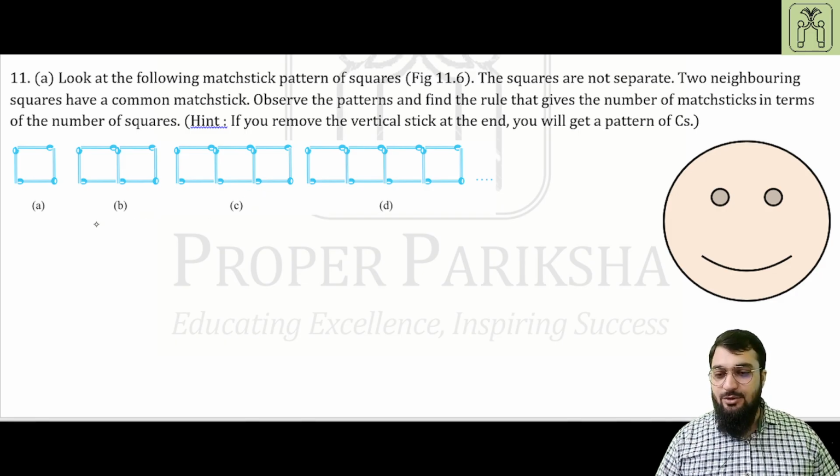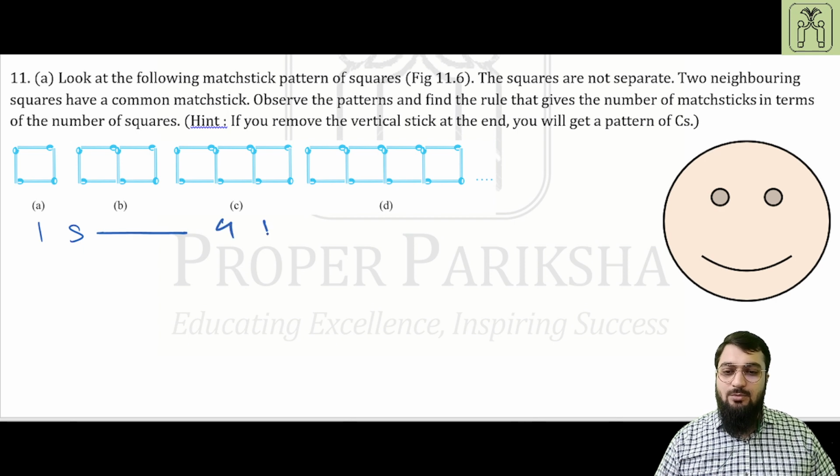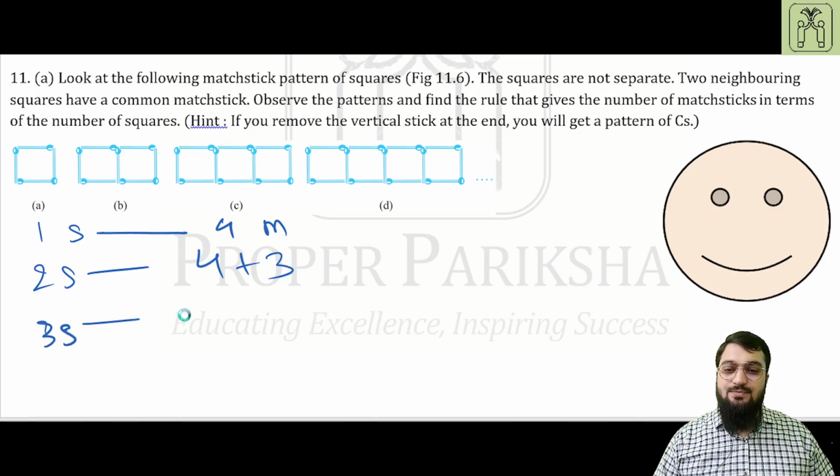We have done this type of question previously, and that was that one square had 4 matchsticks, two squares had 4 plus 3 matchsticks, and three squares had 4 plus 3 plus 3 matchsticks.